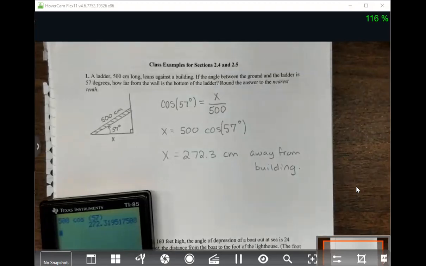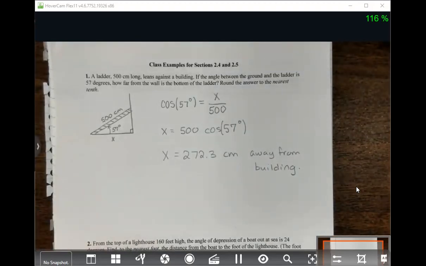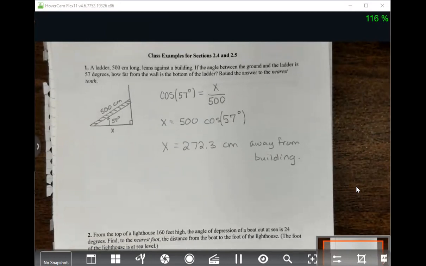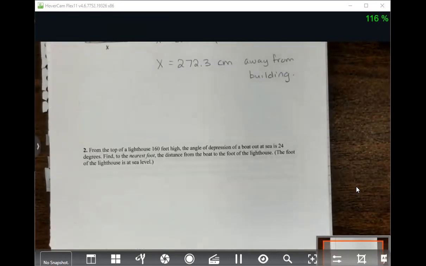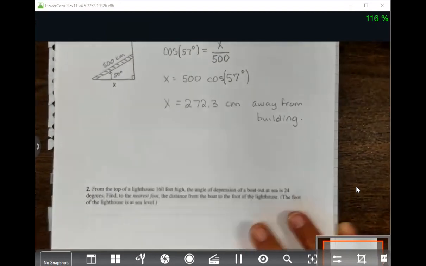Okay, the next one's going to use an angle of depression, so I get to draw this. You ready for the next one? Here she be. If you want still that one, I'll pull it down a little bit.